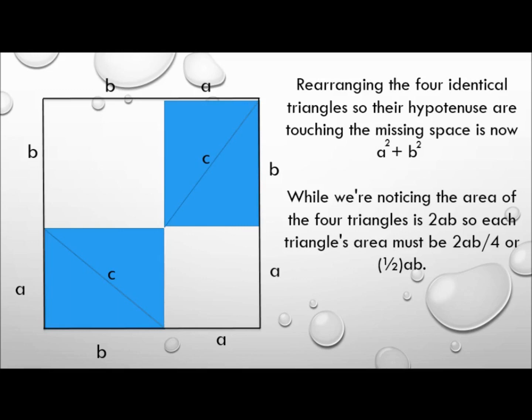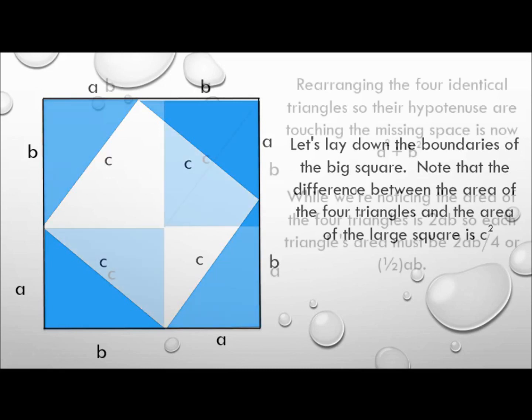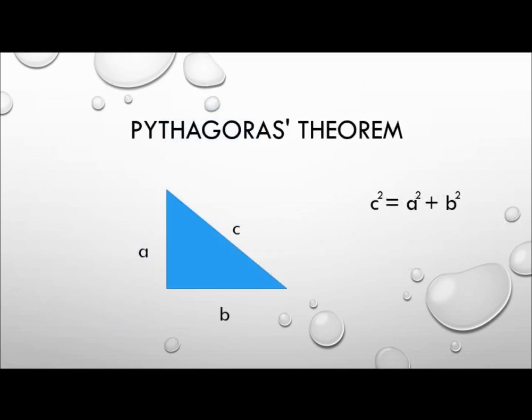The most important takeaway from this, though, is that c squared is equal to a squared plus b squared, which was the theorem that we set out to prove.